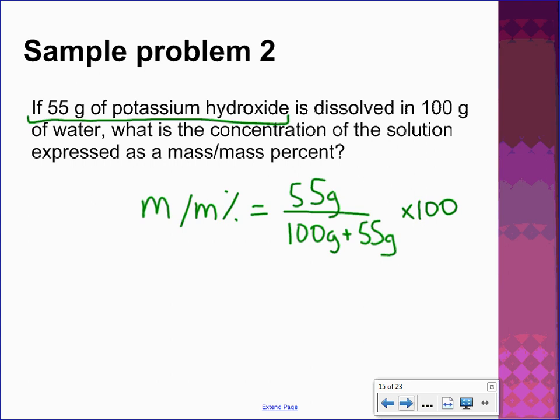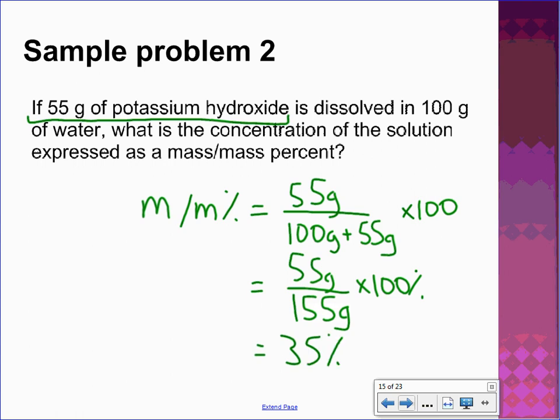And no, the 55 grams will not cancel out. Remember that we're adding in our denominator, and this will not allow us to cancel out those numbers. So when we go ahead and start to simplify this and solve for it, we'll have 55 grams divided by 155 grams, which is the mass of our solution, multiplied by 100. That mass percent we end up solving for will be 35%. And our final answer has 2 significant digits because the 55 grams has 2 significant digits as well.